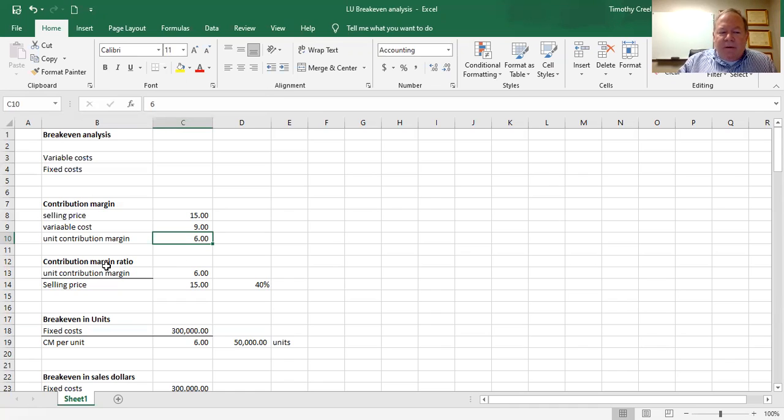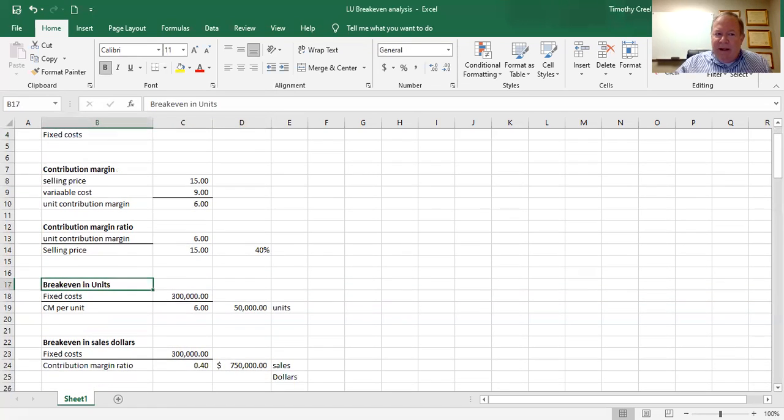Now, we can also look at it as a contribution margin ratio, which is the unit contribution margin divided by the selling price. So again, with this example, if our unit contribution margin is 6 and our selling price is 15, then 40% of that product's selling price relates to contribution margin. So the contribution margin ratio just tells you what portion of the selling price relates to contribution margin.